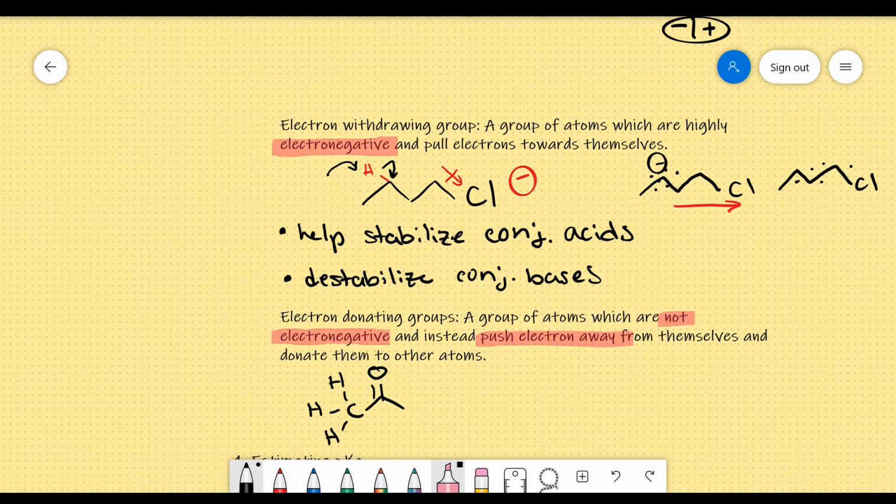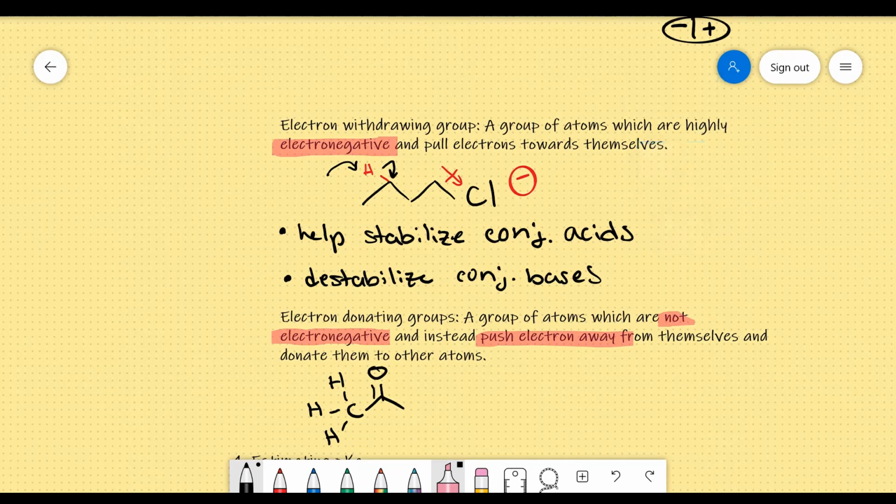Now, definitely, this compound is less stable than the original one, where there were no ions. However, in comparison to, say, this, where there is no electron withdrawing group, this one is still more stable. Okay? Now, how would it destabilize a conjugate acid?